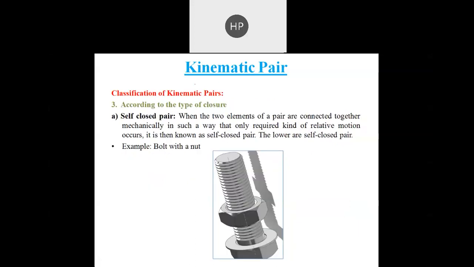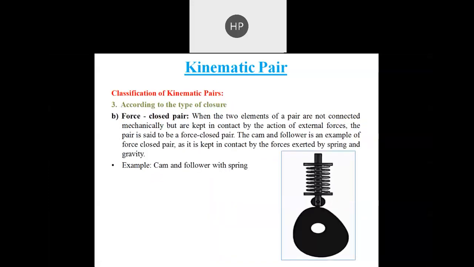And then the third one is according to the type of closure. So the self closed pair: the nut and bolt is an example of a self closed pair, while the second one is a forced closed pair. In that one, links 1 and 2 remain in contact because of some external force, which in the case of a cam and follower is provided by the spring. So this is the type of closure according to the force closed pair.